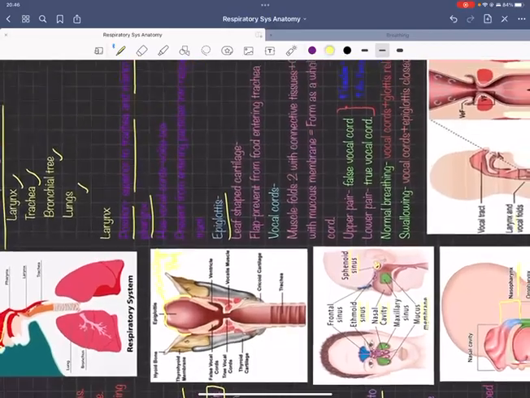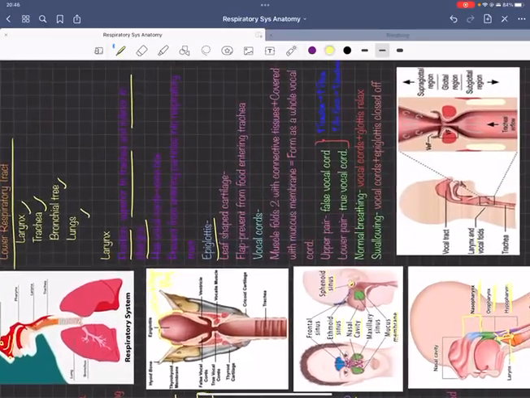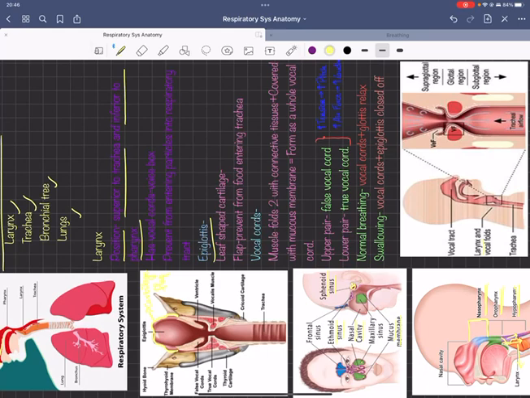Next is vocal cords. Recently I said that because of the vocal cords I am able to voice my thoughts, and right now I am speaking and you are hearing it because of these vocal cords. They are made up of two muscle folds with connective tissues and are covered with mucous membranes. So as a whole we can see that this is the vocal cord, but it is divided into two, that is false vocal cords and true vocal cords. False vocal cords lie in the upper part, whereas true vocal cords lie in the lower part.